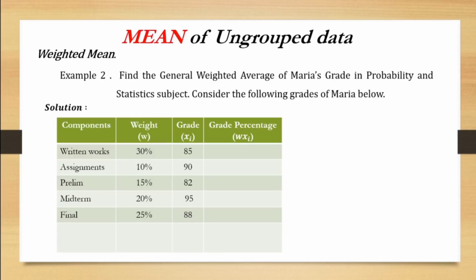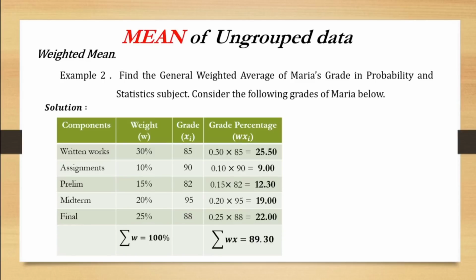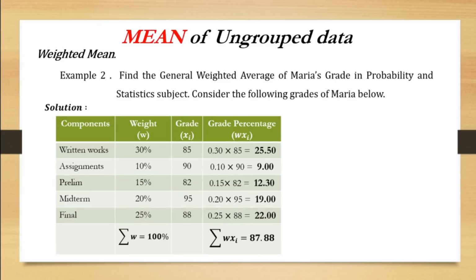As we do our mathematical computation, the fourth column would be 0.30 times 85, which is equal to 25.50. 0.10 times 90, that is 9. 0.15 times 82, that is 12.30. 0.20 times 95, that is equal to 19. 0.25 times 88, that is equal to 22. To get the value of the summation of the weight times the x sub i, we have to sum up all the values in the fourth column. So we have 87.80, and to get the value of the summation of the weight, we are going to sum up the second column, which is equal to 100%.